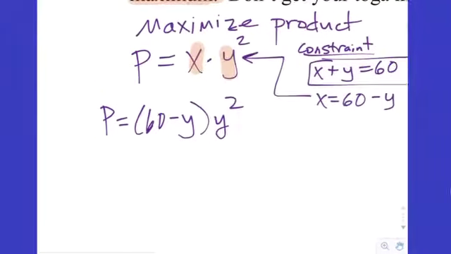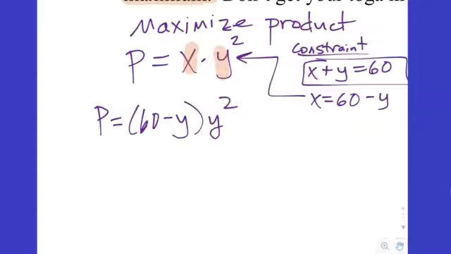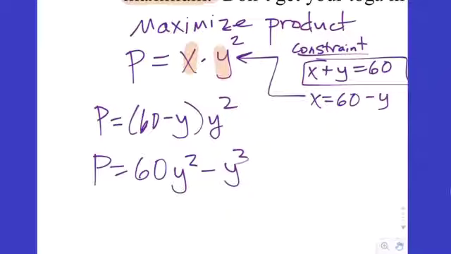Okay, so next, what you want to do is maybe take the derivative of it. Let's simplify first. Most people screw up the product rule, so let's go ahead and not use the product rule. Let's distribute: 60y squared minus y cubed. If you want, you can also say not just P, you could say it's P of Y. If you want. It is a function of Y. I don't think I'm going to do that. I'm just going to leave it as P for product.